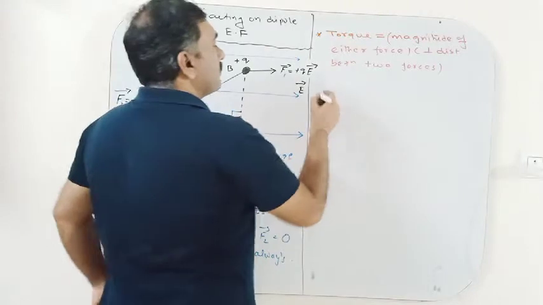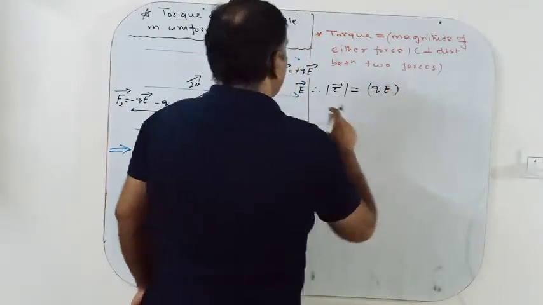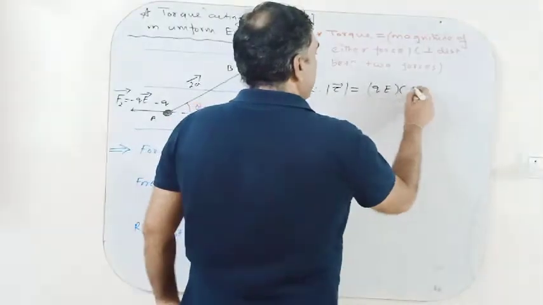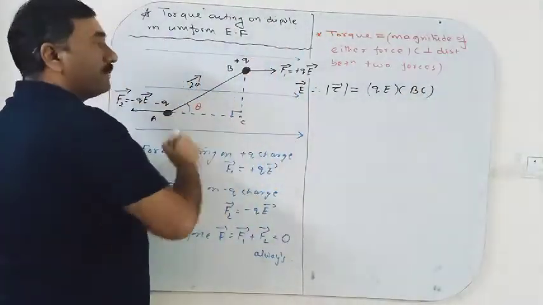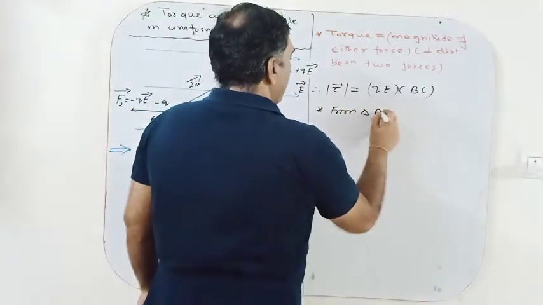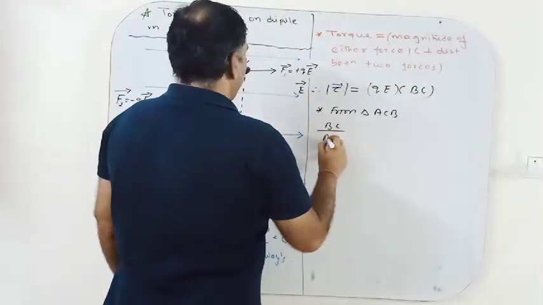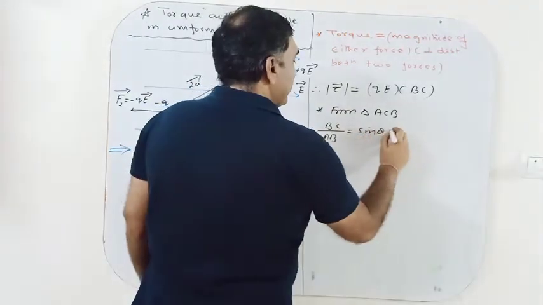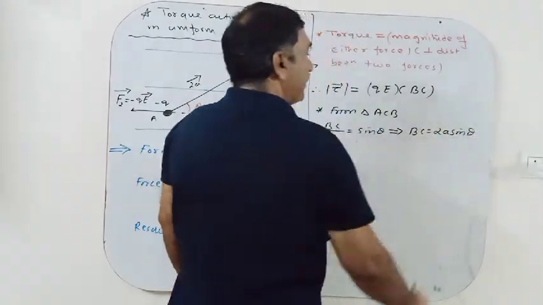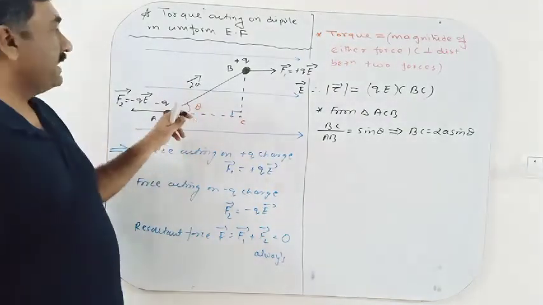So here the magnitude of the torque is equal to QE, the magnitude of either force, minus QE or plus QE, multiplied by the perpendicular distance between them, which is BC. From triangle ACB, since it is a right angle at C, opposite upon hypotenuse, BC upon AB is equal to sin theta. Therefore BC is equal to 2a sin theta, as the length of AB is 2a.